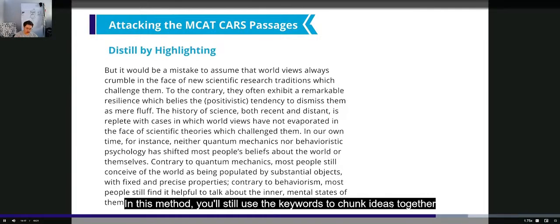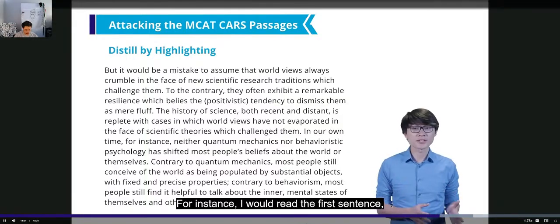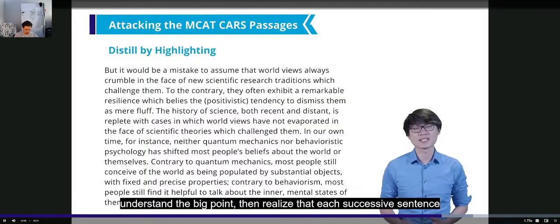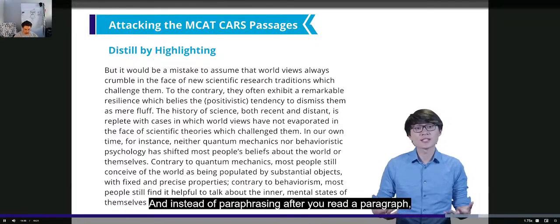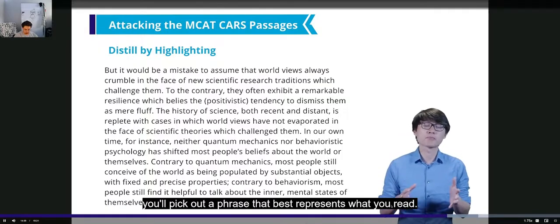In this method, you'll still use the keywords to chunk ideas together, but focus way less on what most of the chunk is saying. For instance, I would read the first sentence, understand the big point, then realize that each successive sentence is just building on that initial sentence. This will let me zoom through this entire paragraph quite quickly, and instead of paraphrasing after you read a paragraph, you'll pick out a phrase that best represents what you read.